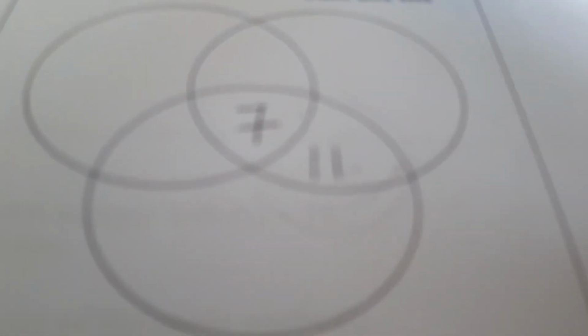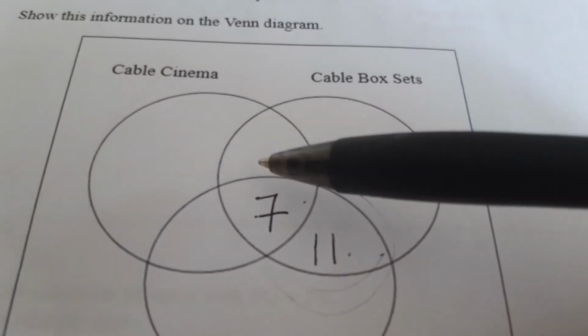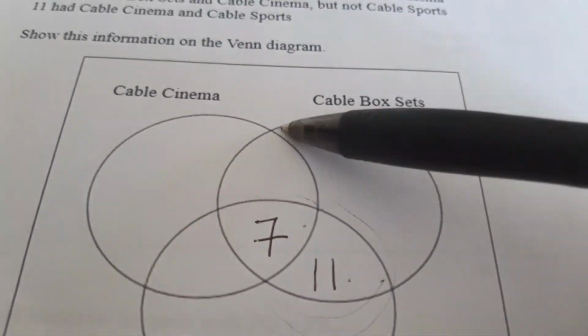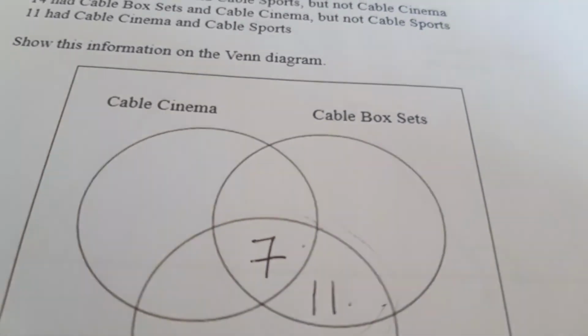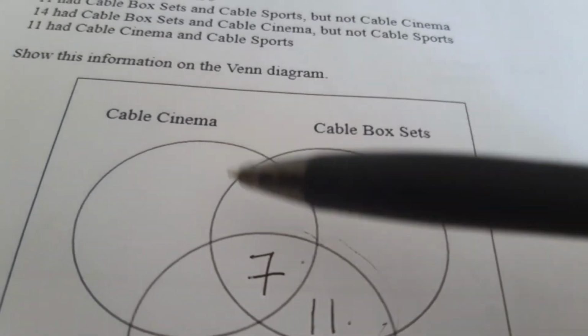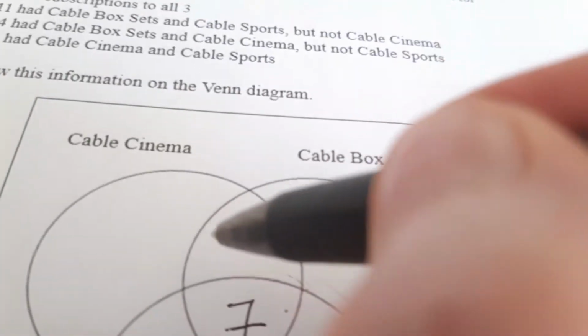Next one, 14 had cable box sets and cinema, but not the sports. Cable box sets and cinema, but not the sports. Is this bit here? So that's 14.